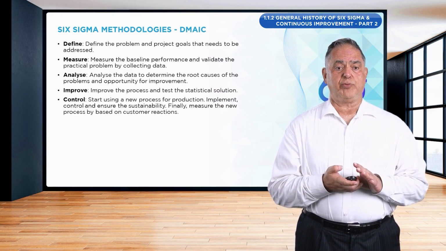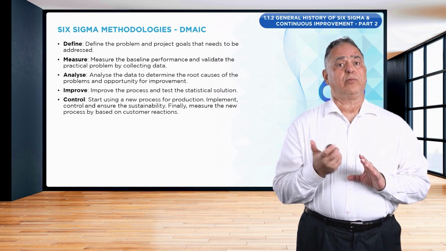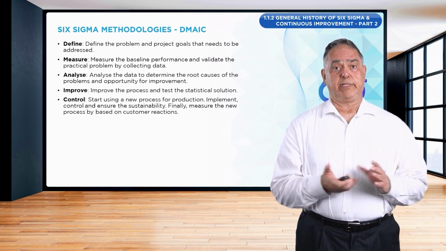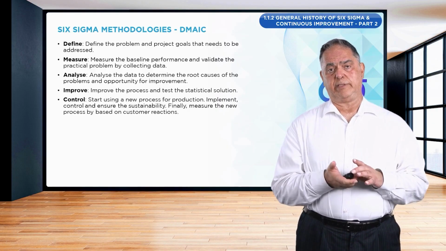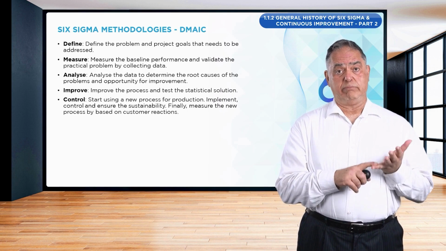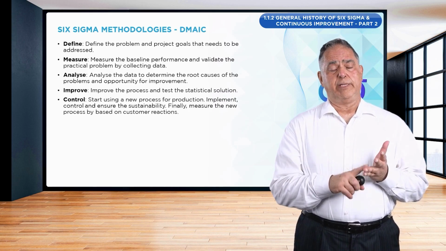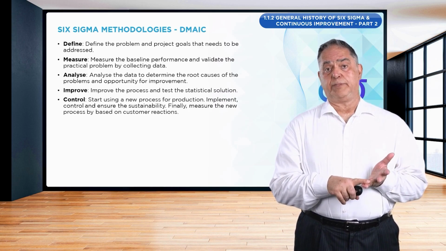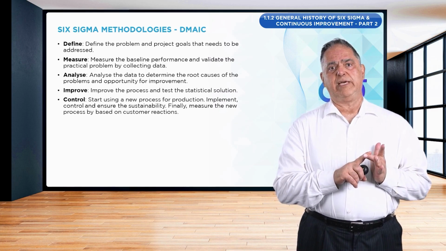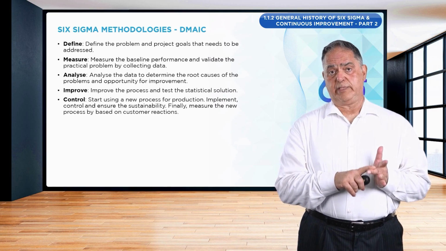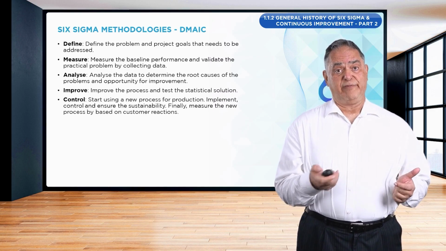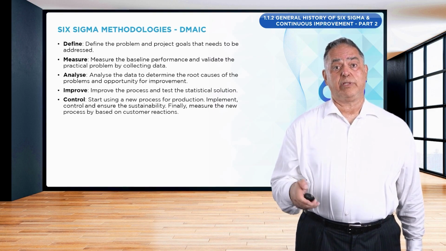And during the control phase we start actually using the improved process in the typical operating environments in order to determine that it is stable in statistical control, that it meets customer requirements and specifications, and also in order to determine if the changes that we made in the process had the desirable effects, in other words, what we were expecting.